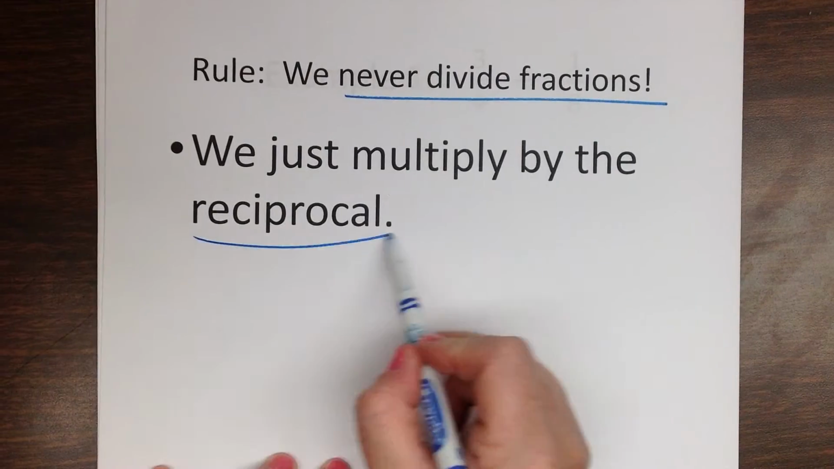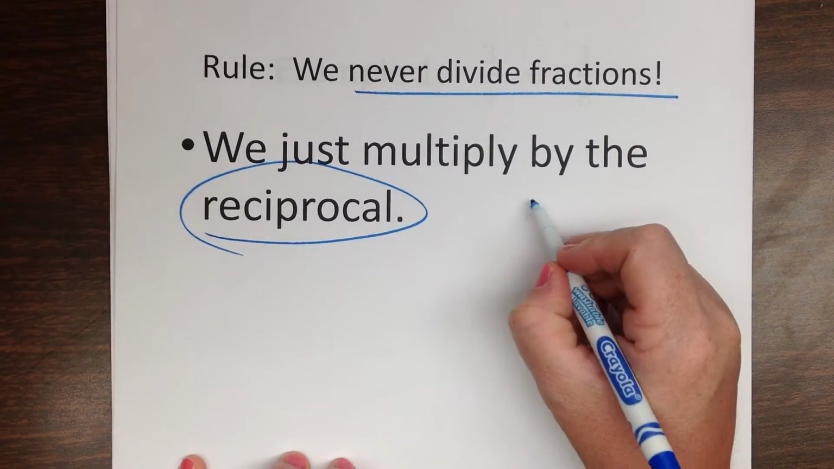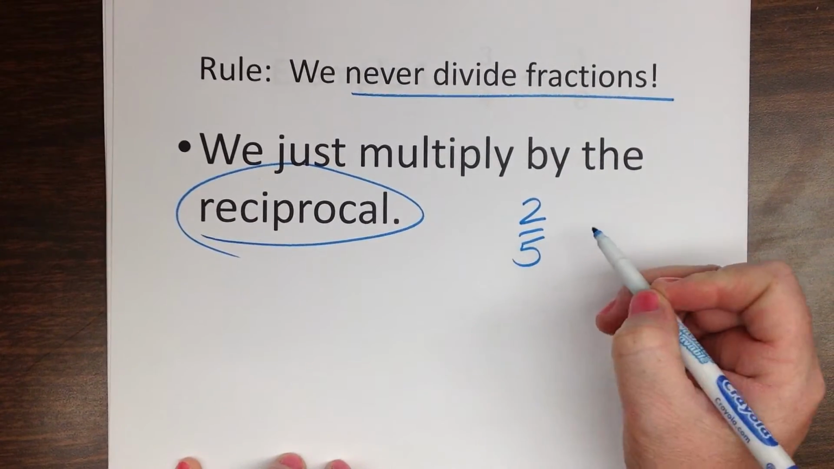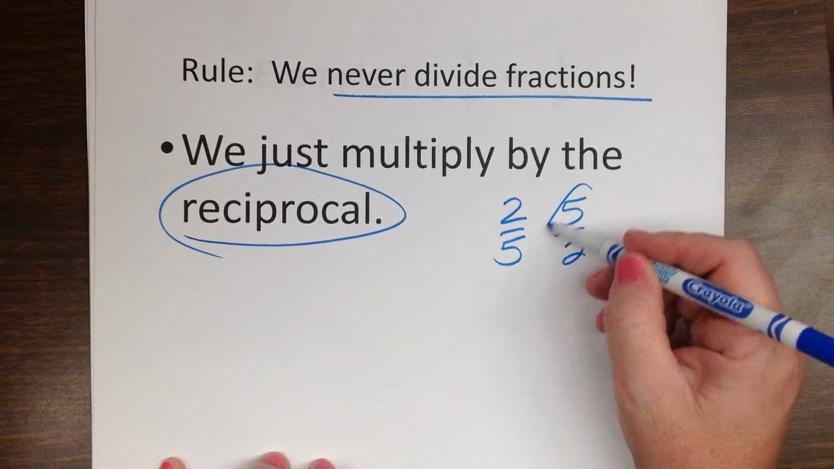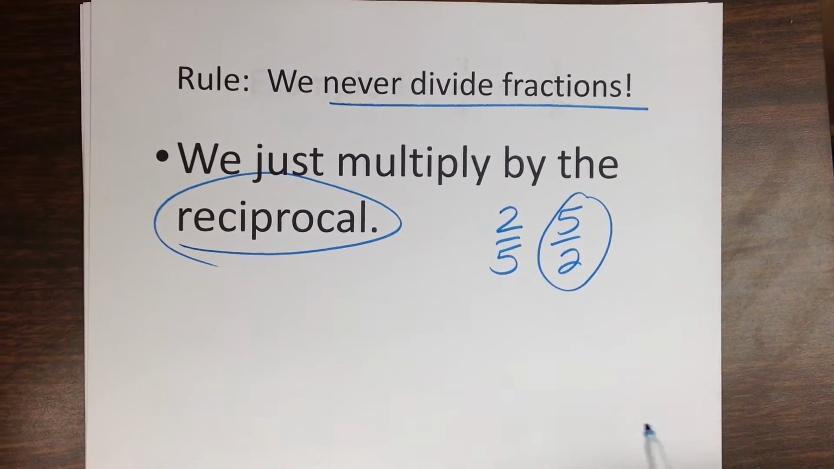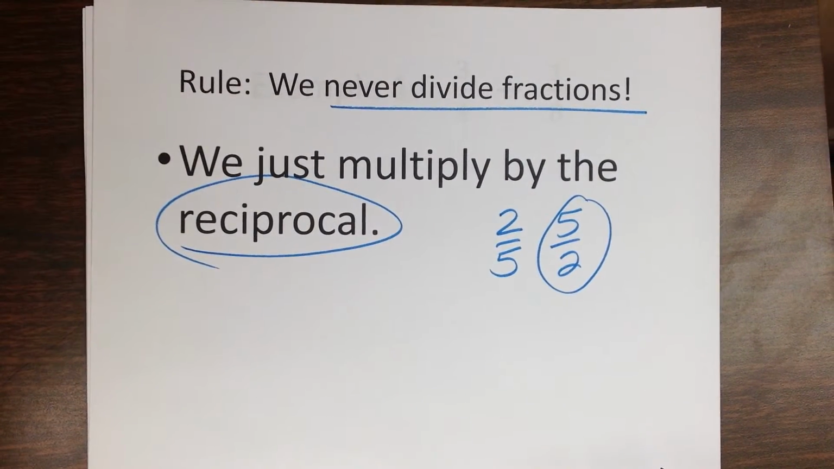The reciprocal is when you flip a fraction upside down. So if I have 2/5, I would make it 5/2. That is the reciprocal of 2/5. Okay, so we're going to multiply by the reciprocal.